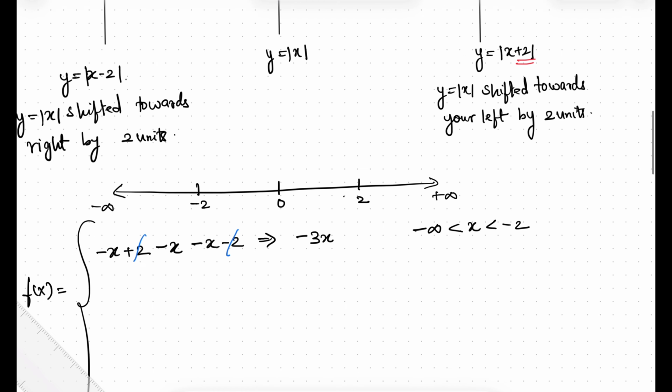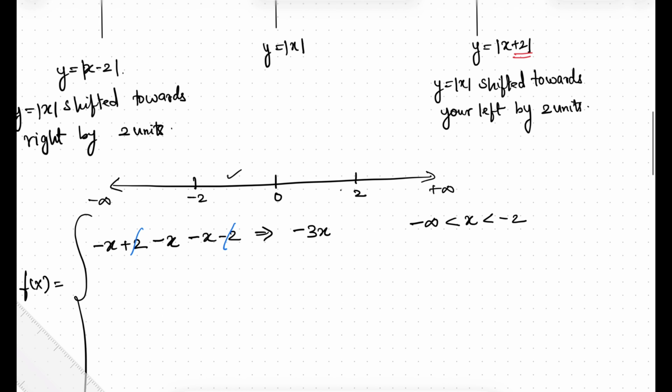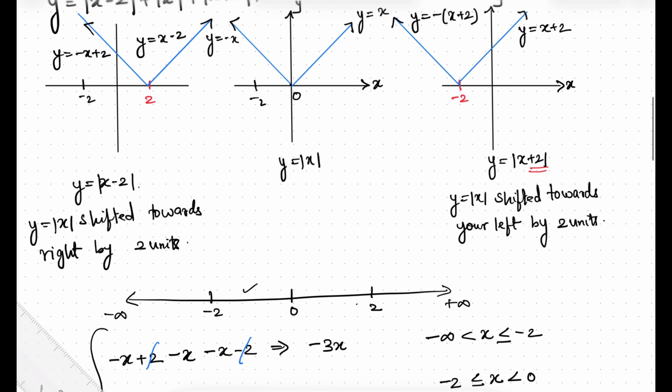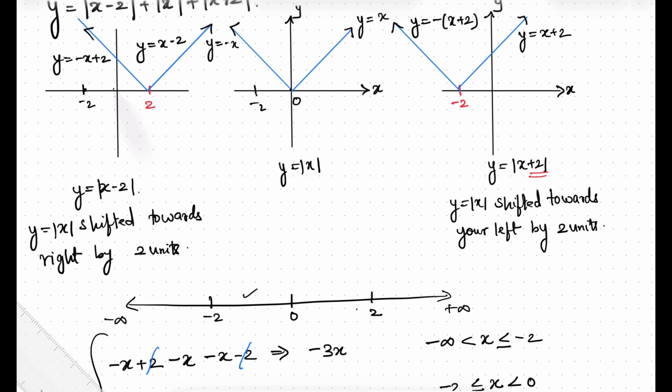And now we'll examine this interval, which is minus 2 less than or equal to x less than 0. Equal to can be put over here as well as here. So we know that it is a continuous function. So minus 2 to 0, for your first function, we are again on the left side of the v. And for your second function, again we are on the left side of the v.